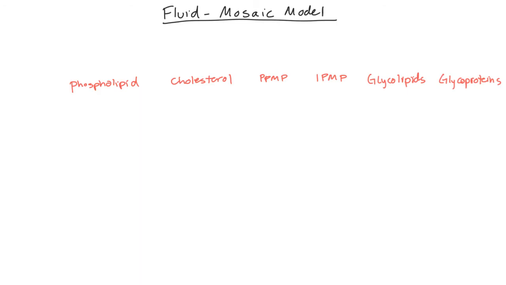All right, so we're going to start by doing this little drawing of the fluid mosaic model. I have there the players in this model. And the first is a phospholipid, right? So a phospholipid is interesting because it has a hydrophilic head and hydrophobic tails.